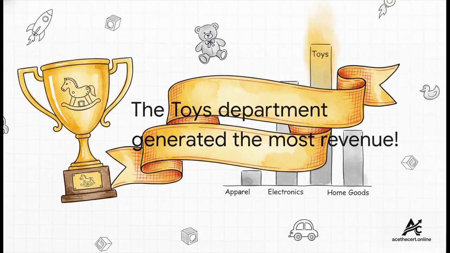So, boom, task number 1 is officially complete. We can now go back to our stakeholders with a confident, data-backed answer. The toys department is our biggest revenue generator. See? So simple, so fast, and incredibly effective.